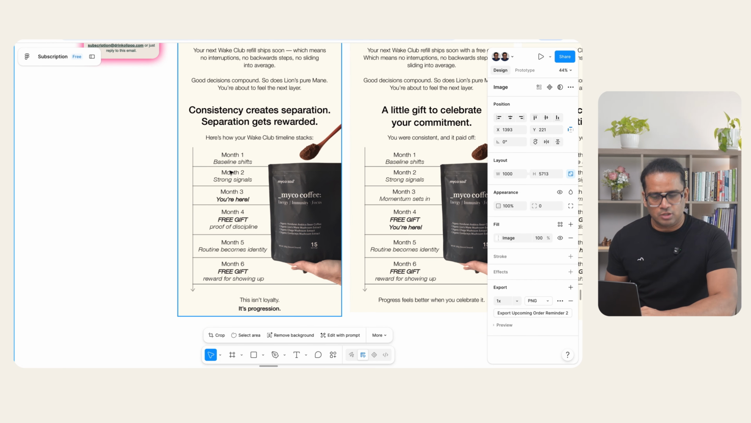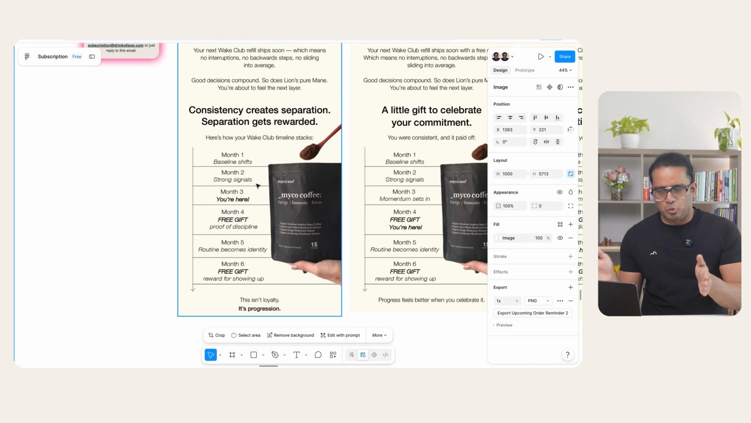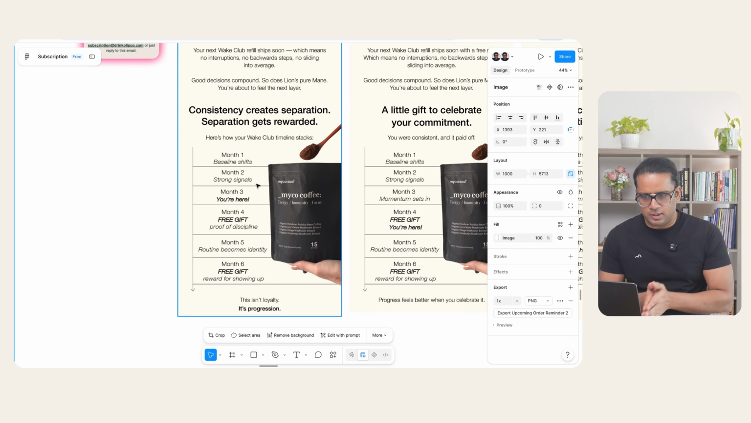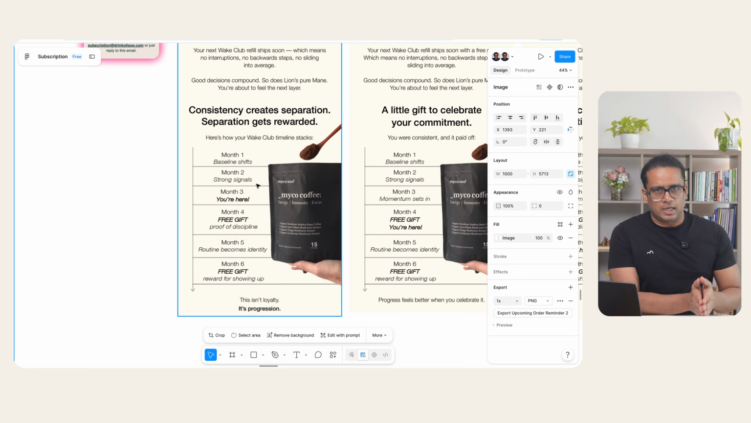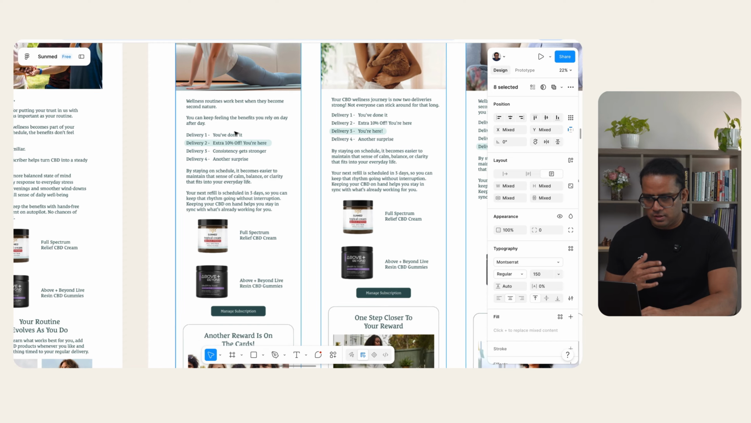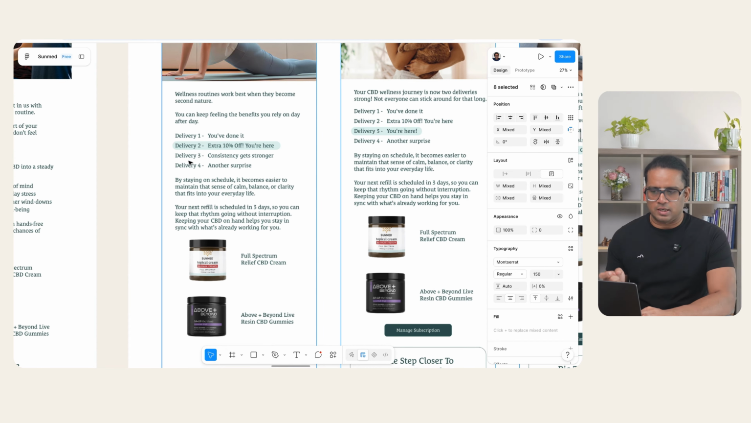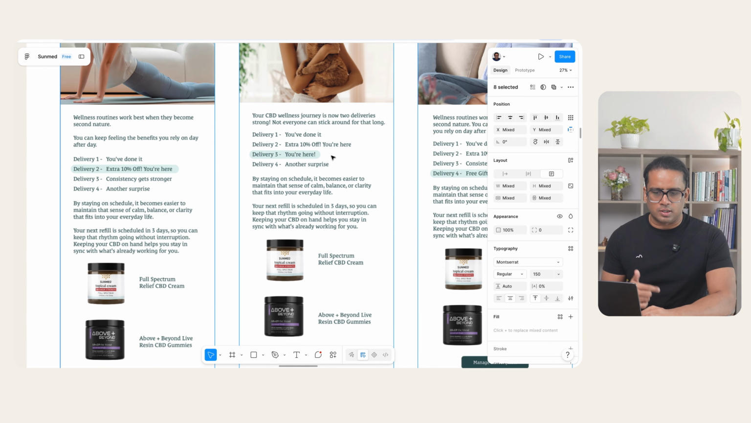And then more of the focus is on the pitch, where we can pitch them the next upsell, so they can add more to their account. You can showcase the gifting sequence. It's more like a rewards thing: in month 1 you will get this, in month 3 you will get this, in month 4 you will get a free gift. This is also one option, where you show delivery 1, delivery 2, delivery 3, and then show that you are here, you are here, you are there.